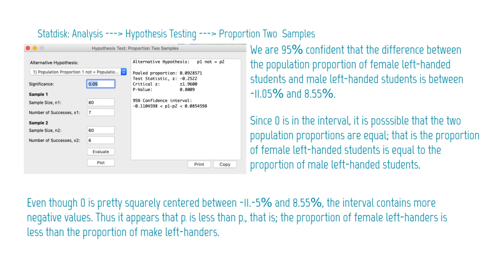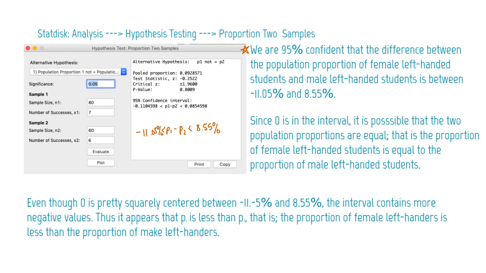So our interval tells us that the difference in these two population proportions, the proportion of left-handed students, females P1, males P2, is between about 8.5% on the high end and negative 11.05% on the low end. So we can come to the generic conclusion. We are 95% confident that the difference between the population proportion of female left-handed students and male left-handed students is between negative 11% and positive 8.55%.